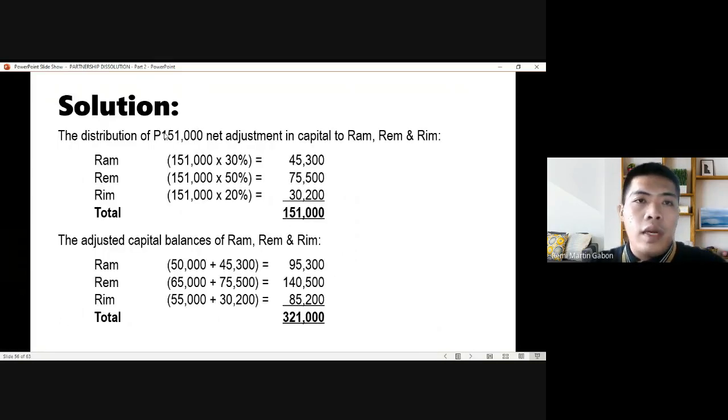So the distribution of the 151,000 net adjustment to the capital of RAM, REM, and RIM: 45,300 for RAM, 75,500 for REM, and 30,200 for RIM. Then the adjusted capital of RAM, REM, and RIM: 95,300 for RAM, 140,500 for REM, and 85,200 for RIM. Okay? So this adjusted capital will be used later for the issuance of the shares based on adjusted capital balances.